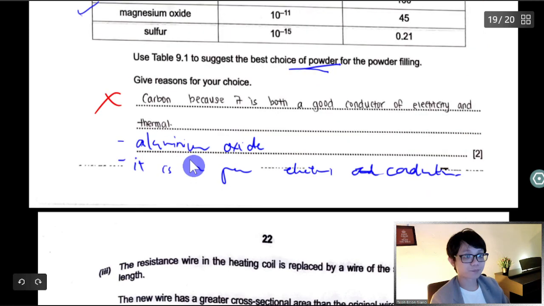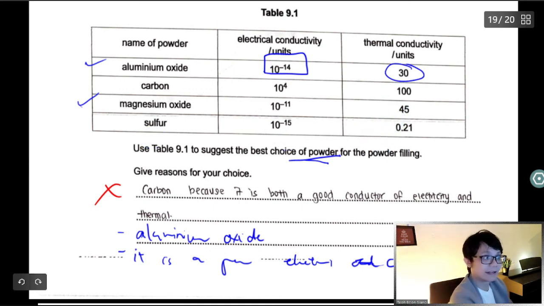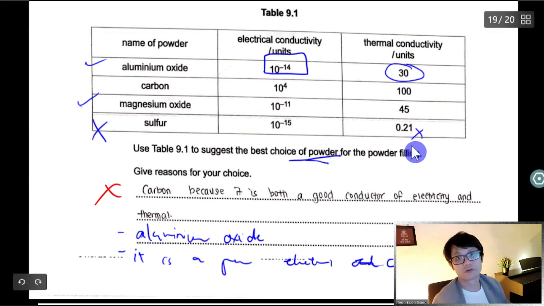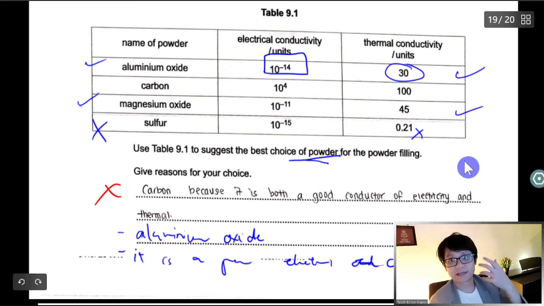So 2 marks again, choose either one, you will get 1 mark, because it has a very low electrical conductivity. Okay, and of course magnesium oxide also is true, but we don't want to use sulfur. Sulfur powder also cannot conduct electric, but the thermal conductivity is too low, so the heat will be slower to generate. So we just take a medium one. Medium one will be around here and here. Correct or not? Because we want the electric to be efficient.